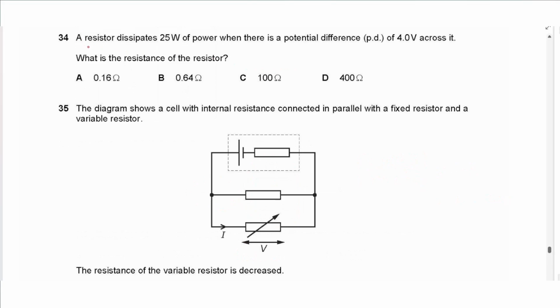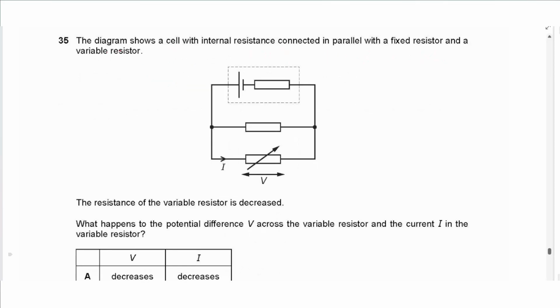Question 34 says a resistor dissipates 25 watts of power when there is a potential difference of 4 volts across it. What is the resistance of the resistor? We can use the equation power is equal to V squared over R. So R is equal to V squared over P. So we have 4 squared divided by 25. That gives an answer of 0.64 ohms. So the answer is B.